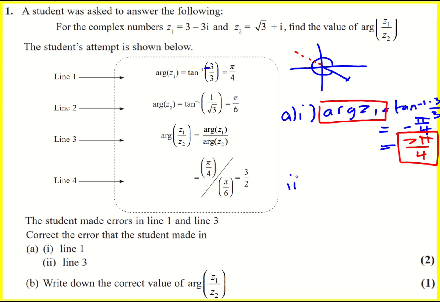Then for part 2, line 3. Well, line 2 is okay. In line 3, they've done the argument of z1 over z2 is the argument of z1 divided by the argument of z2, but actually you subtract. And that's what we need to state here.